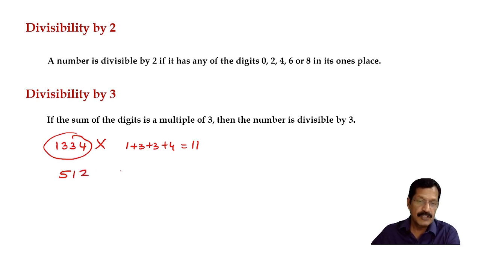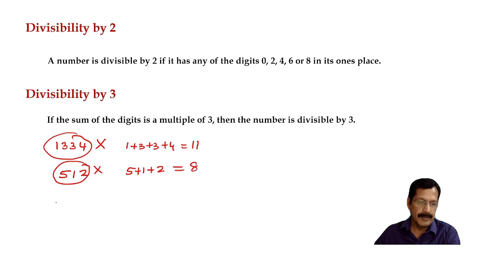512. Now, what about the sum of the digits? 5 plus 1 plus 2, that is equal to 5 plus 1 is 6, 6 plus 2 is 8. 8 is not a multiple of 3. So this number is also not a multiple of 3.